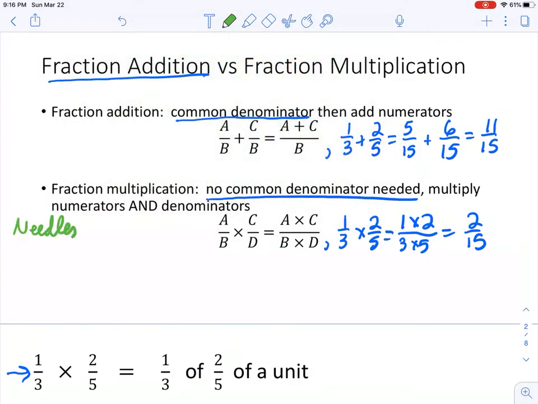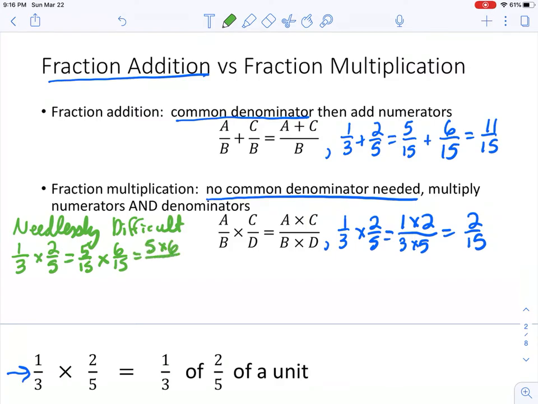So the first place where I see people get off track, it's not that it's wrong, it's that it's needlessly difficult. What they do is they find a common denominator and then multiply. So the needlessly difficult version of this is 1/3 times 2/5. Find the common denominator, 5/15 times 6/15, like in addition, and then they take 5 times 6, 15 times 15, and get 30 over 225, and then are left with the task of simplifying. So that was a whole lot of work when all we needed to do was multiply across.